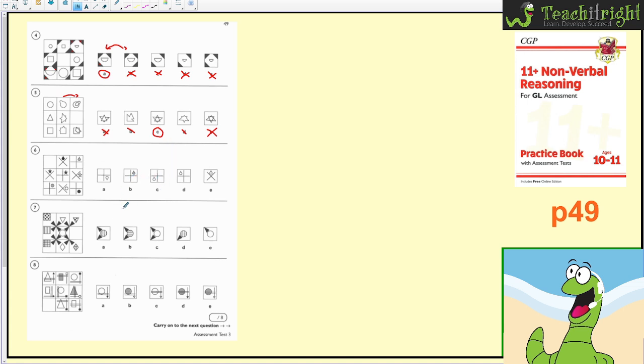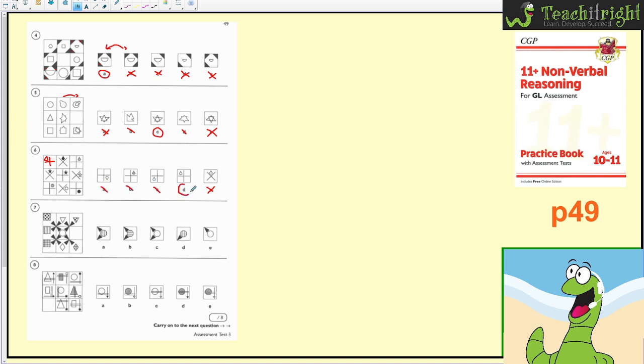Number 6. We've got a plus and a times. So times, plus, times, plus, times, plus. So it seems to be alternating, so I think we need to have a plus shape. So we can eliminate E. And then it looks as though we've got a tier shape that's moving around. So I think we need to have it there, then the middle, so it's going to be over in this corner here. The tier shape. So let's cross these out.